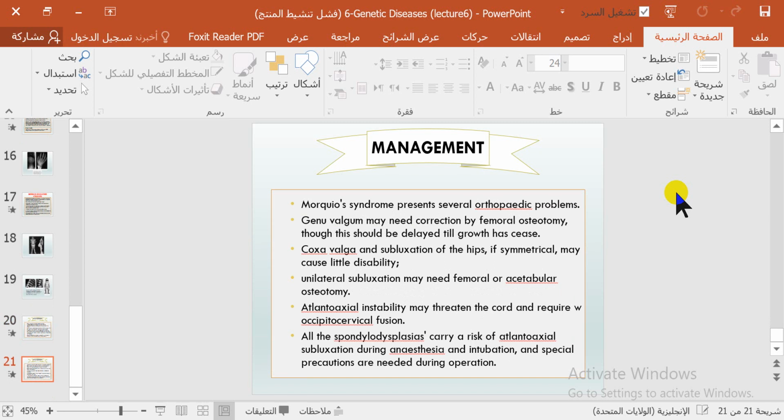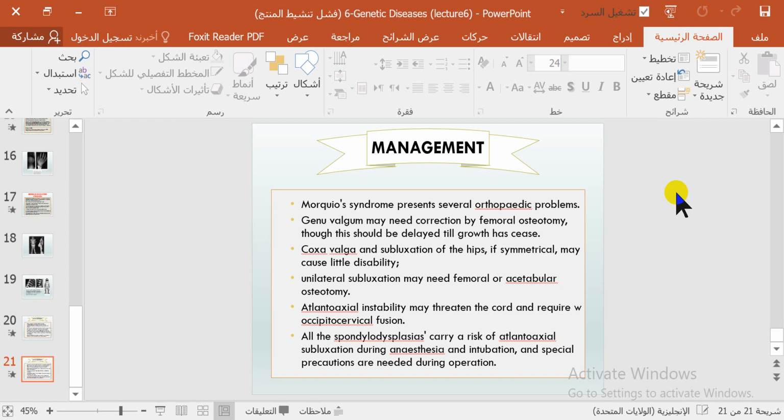Morquio syndrome presents several orthopedic problems. Genu valgum may need to be corrected by femoral osteotomy, and this should be delayed until growth has ceased. Coxa valga and subluxation of the hips, if symmetrical, may cause little disability. Unilateral subluxation may need femoral or acetabular osteotomy, like DDH treatment.